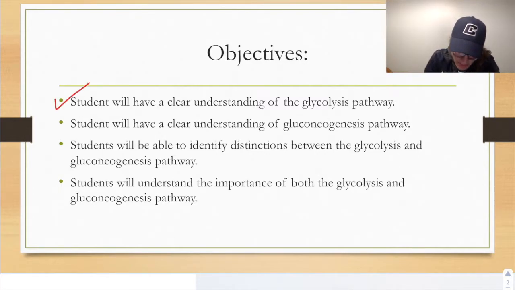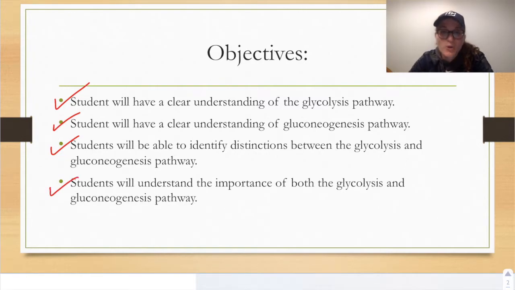Additionally, students will have a clear understanding of the gluconeogenesis pathway. Students will be able to identify distinctions between glycolysis and gluconeogenesis. And then students will understand the importance of both the glycolysis and gluconeogenesis pathway.